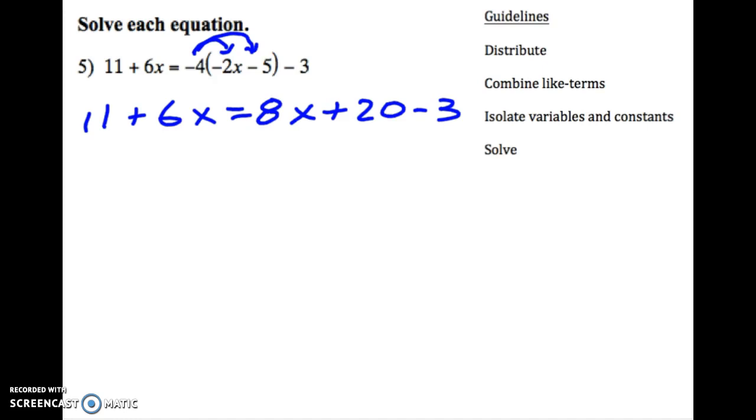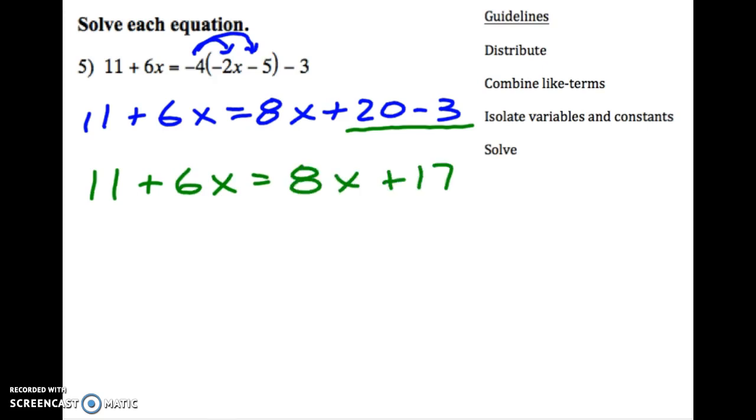We then look for like terms on the right side. We got the 20 minus 3. So those will be like terms. So everything else stays the same. And the 20 minus 3 should give us 17.